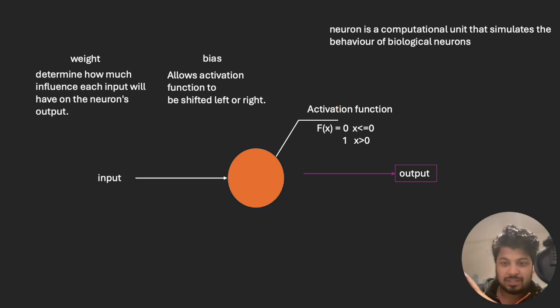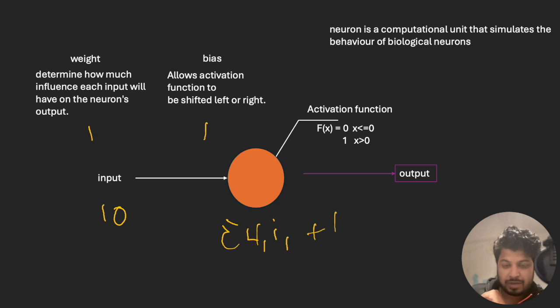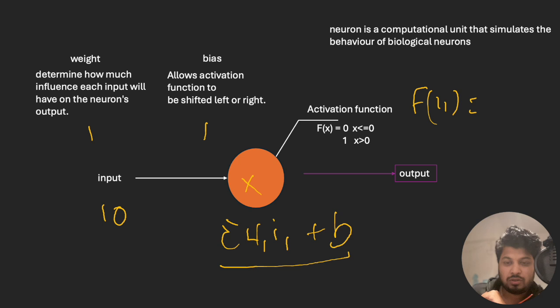Let me summarize the 3 scenarios which we looked at. First, we looked at how this neuron will be activated based on the input 10. Weight was 1 and the bias was also 1. In this case, the neuron was activated because applying the summation function, which is wi into input of i plus bias, we calculated the x here, which is equal to 11. So f of 11 is equal to 1. In this case, our neuron was activated.